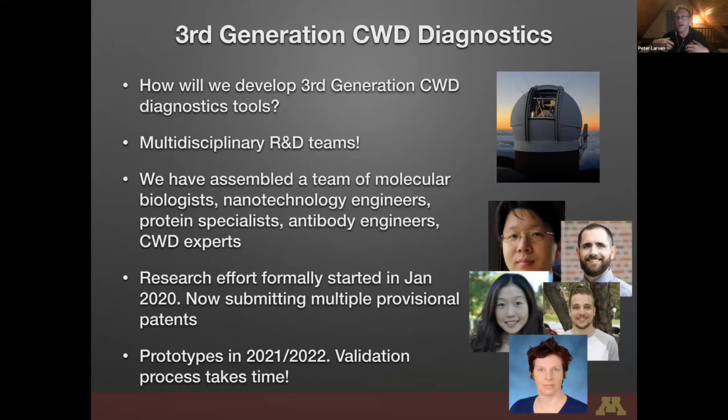So we have our diagnostic R&D team, and I can't go into the details of what we're developing, right? Because we have patents. We have about 3 or 4 provisional patents that we're submitting. We can't have public disclosures. But the key is if you bring in molecular biologists, experts in nanotechnology, engineering, antibody engineers, protein specialists, but also deer hunters, right? Cervid farmers, people that are on the ground, the end users. If you have all that together, you can do some really fantastic things and develop these new tools, right? If you have all the players brought together in that team.